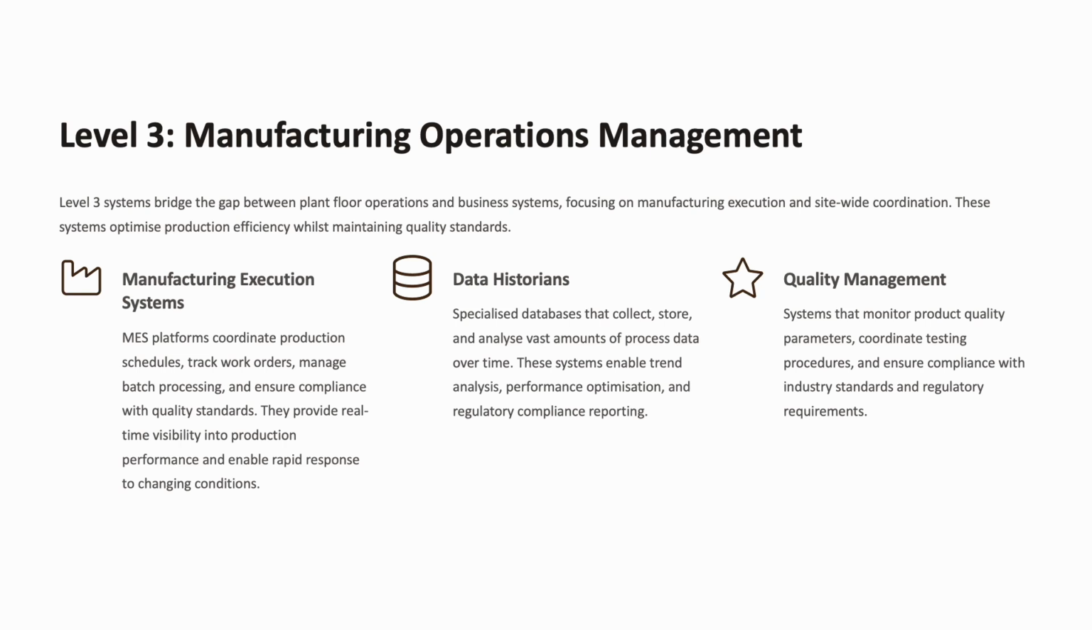Third, we have quality management systems. These platforms monitor product quality parameters, coordinate rigorous testing procedures, and ensure that everything produced meets both industry and regulatory standards. In highly regulated industries like pharmaceuticals or automotive, these systems are absolutely essential for maintaining customer trust and market access. Overall, level 3 ensures manufacturing is not just automated, but consistently optimized and aligned with broader business goals, forming a critical bridge in the connected data driven factory of today.